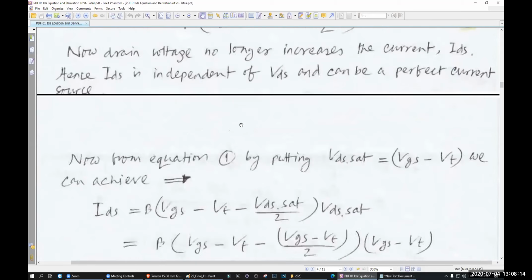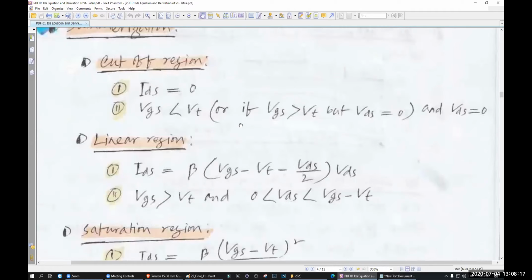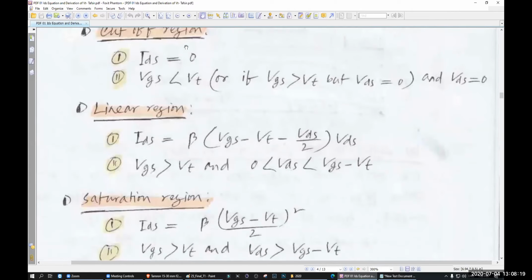And you have to understand when to use which formula. Here, everything is given. For cutoff, your current equation is IDS equal to 0, VGS should be smaller than VT, or your VDS should be equal to 0. Linear, IDS is equal to beta VGS minus VT minus VDS by 2 into VDS. VGS should be greater than VT, and VDS should be greater than 0 and less than VGS minus VT.